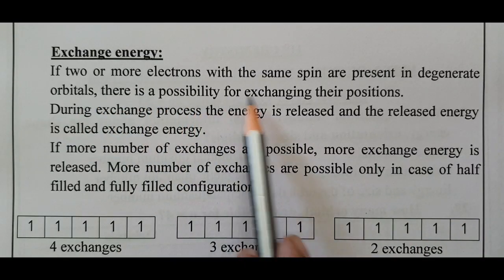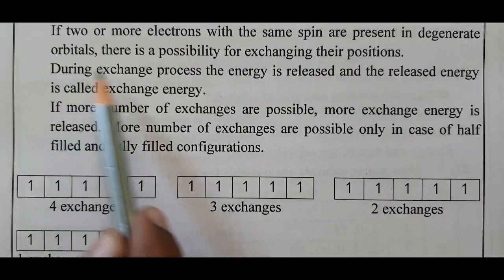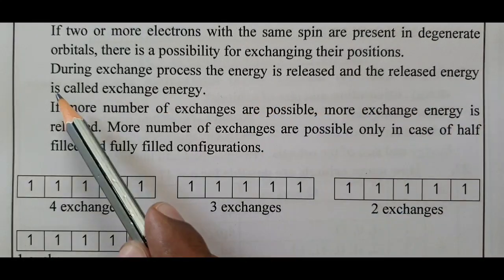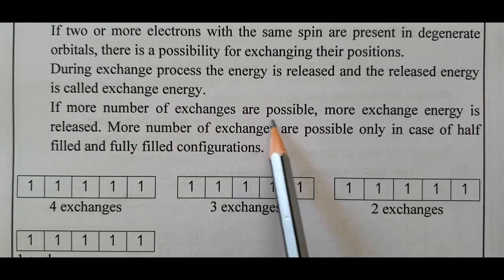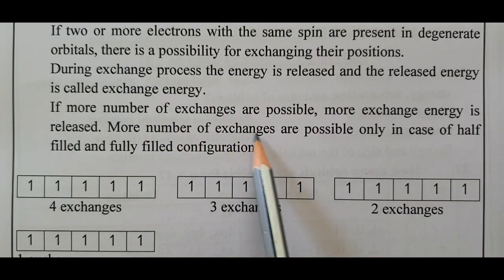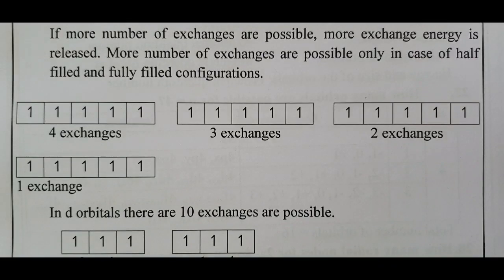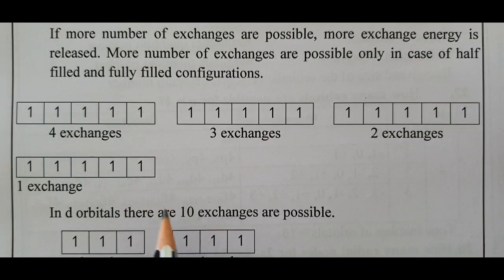There is a possibility of exchanging their positions. During the exchange process, energy is released, and the released energy is called exchange energy. If more exchanges are possible, more exchange energy is released. More exchanges are possible only in the case of half-filled and fully filled configurations. Now, this is d5 electronic configuration. Next one is p3, half-filled electronic configuration, d5.